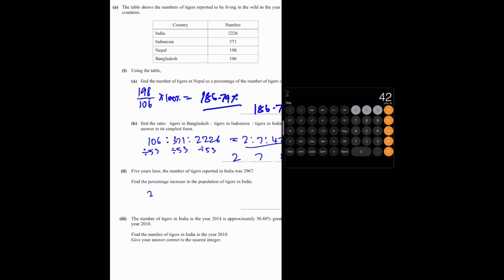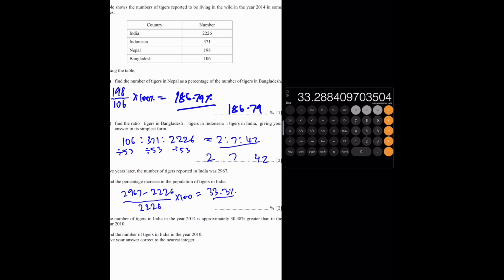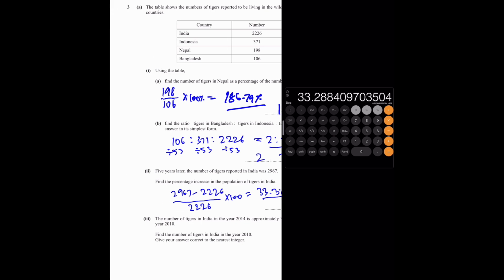That's going to be 2967 minus the original 2226, which is 2014's population, and dividing by 2226, which is the original. And now we just multiply by 100 to get a percentage. So 2967 minus 2226 divided by 2226 and multiply by 100 to get 33.3%. This is to three significant figures. Now go to part 3.